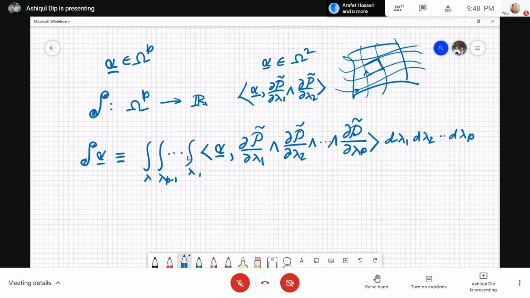Like this, infinitesimally separated two grids. That will give you the area. Then you are multiplying by the magnitude of each of those, which is d lambda. And then you are integrating. That means you are actually adding all those possible pieces. So that will give you the total area. So that's how the integral of alpha is defined.